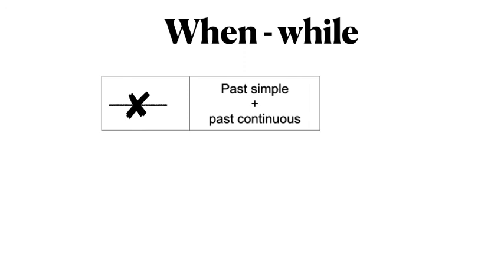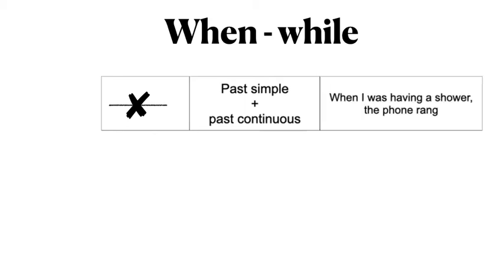The straight line would be a long action, an action that is happening, that is developing at a specific time in the past, that is a past continuous. And the cross will be a shorter action, an action that interrupts. It is shorter than the other and interrupts it. So in these instances, you have to use past simple for the shorter action and past continuous for the longer one. An example of that would be: when I was having a shower, the phone rang.